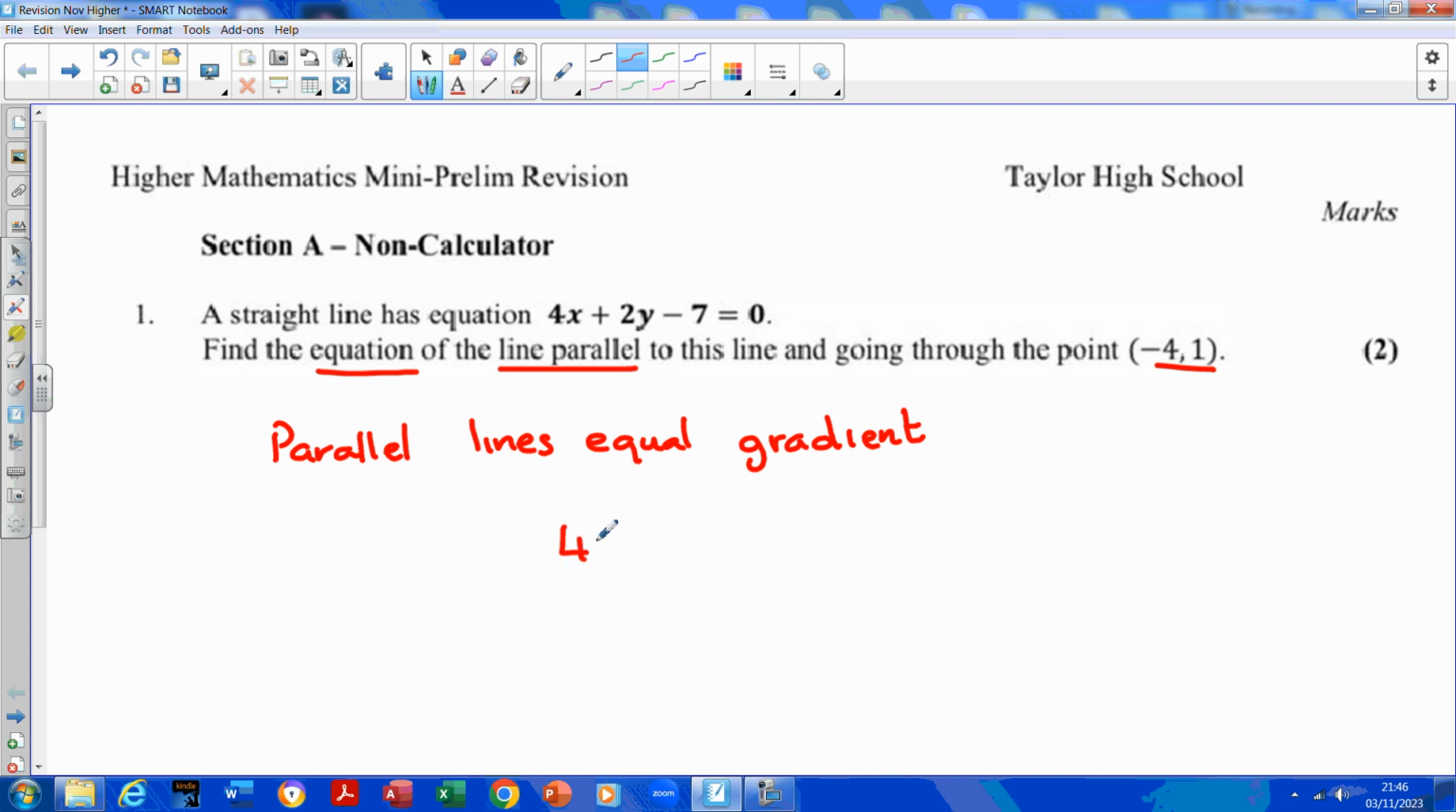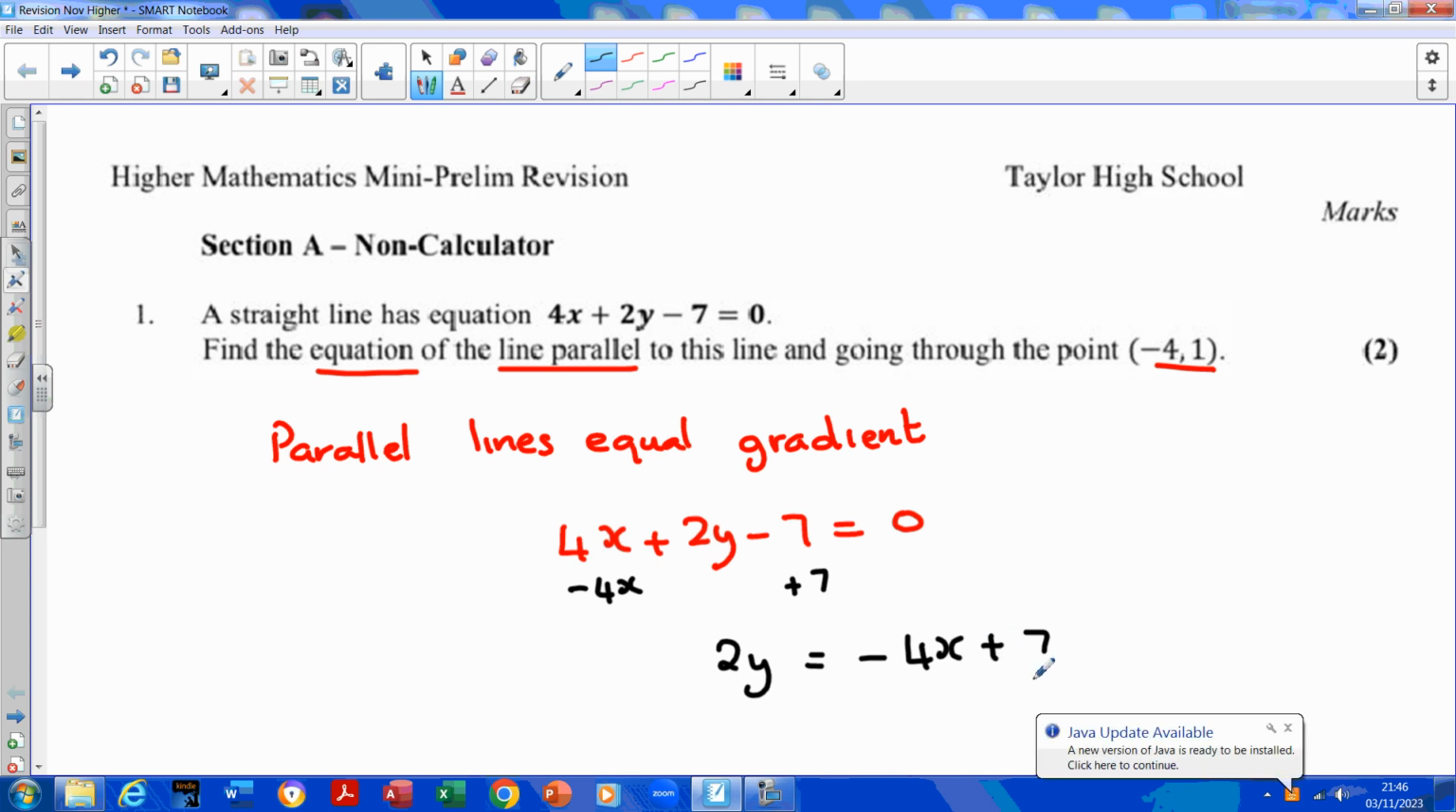So I've got 4x plus 2y, take away 7 is equal to 0. I want 1y and everything else over the other side of the equal sign. So I'm going to take 4x away from both sides. That's the first thing. So 4x comes away from there. And I don't want that to take away 7, so I'm going to add 7 on to the other side. So that will leave 2y is equal to minus 4x plus 7.